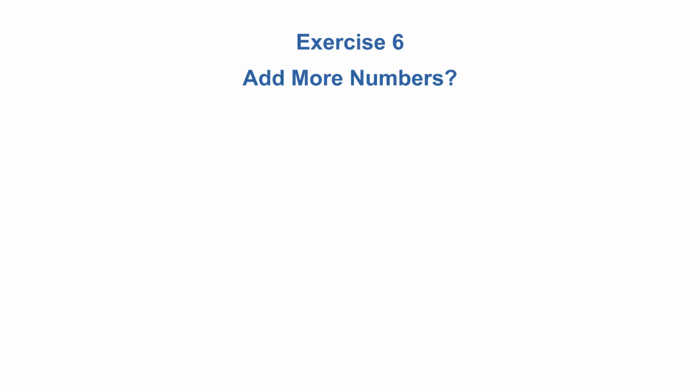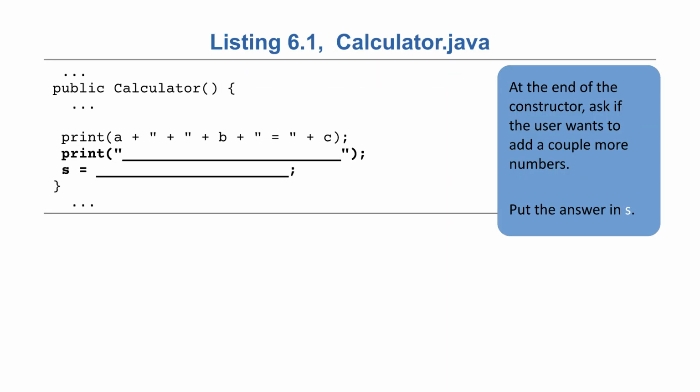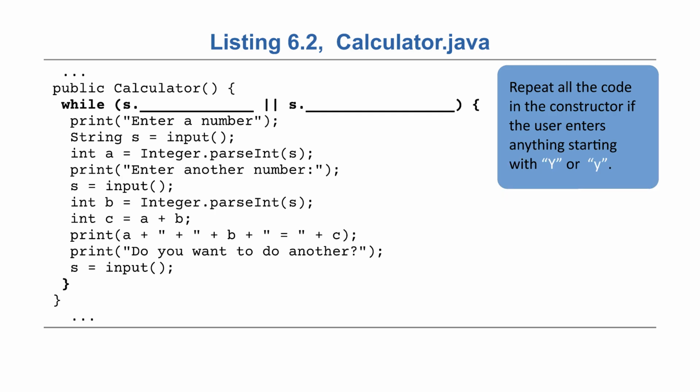This calculator could be a little more useful if we allow the user to do more calculations. Let's wrap the code in a loop, asking if the user wants to add a couple more numbers. Exercise 6. Add more numbers. At the end of the constructor, ask if the user wants to add a couple more numbers. Put the answer in s. Then repeat all the code in the constructor if the user enters anything starting with an uppercase Y or lowercase y. Hint: use a while loop.